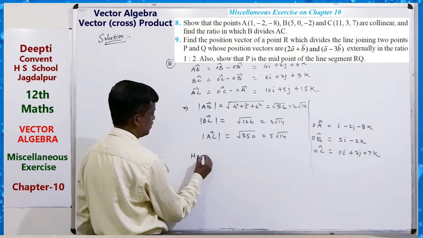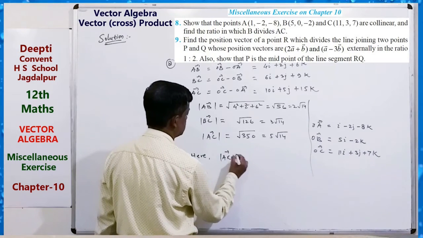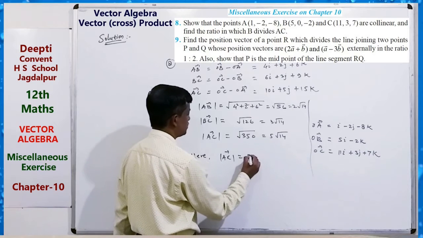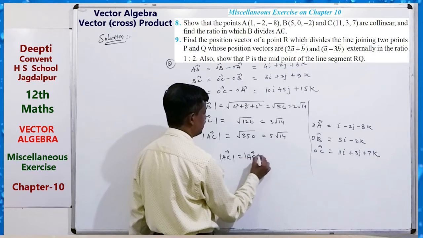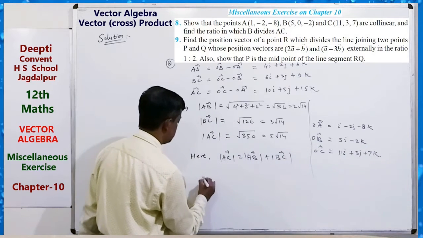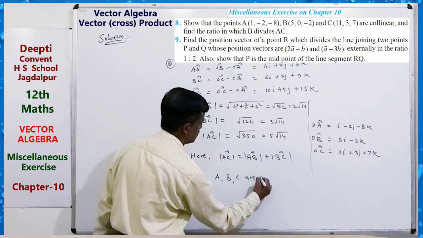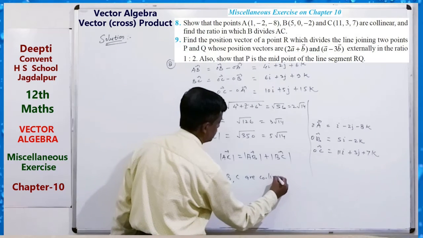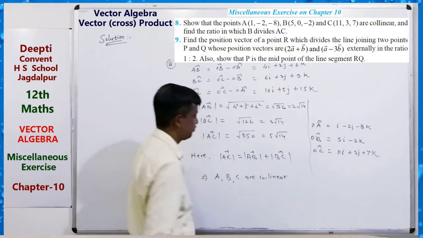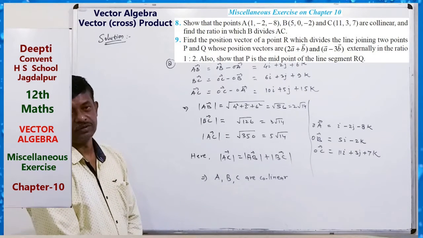Here, modulus AB plus modulus BC equals modulus AC, which implies A, B, C are collinear. Clear? Collinearity you can show.